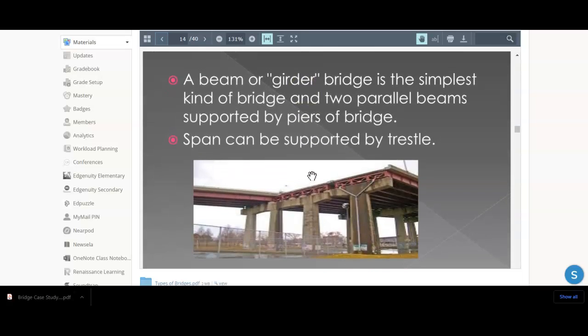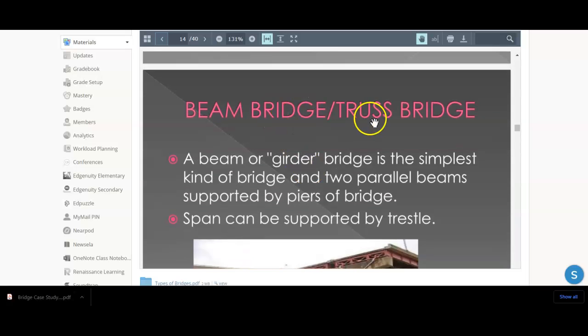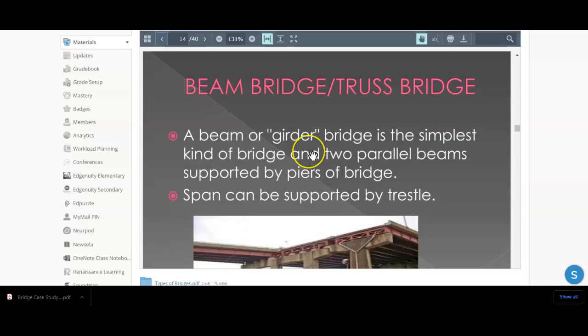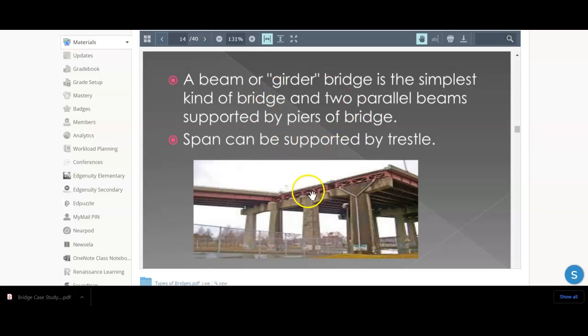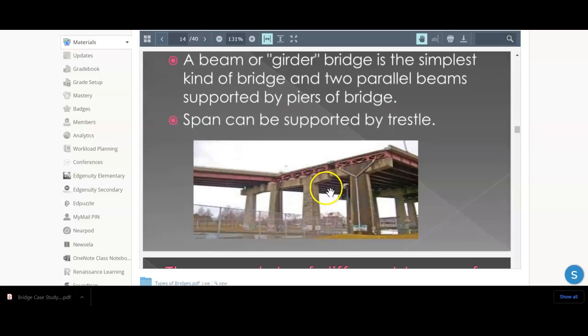Okay, so we're going over the beam bridge and truss bridge. So this is the beam bridge that we see daily in LA. Our freeways are made like this. They're also called girder bridges. They're the simplest kind of bridge. There's nothing fancy about them. They do one job, and then they get things transported over them. So, there you have it.